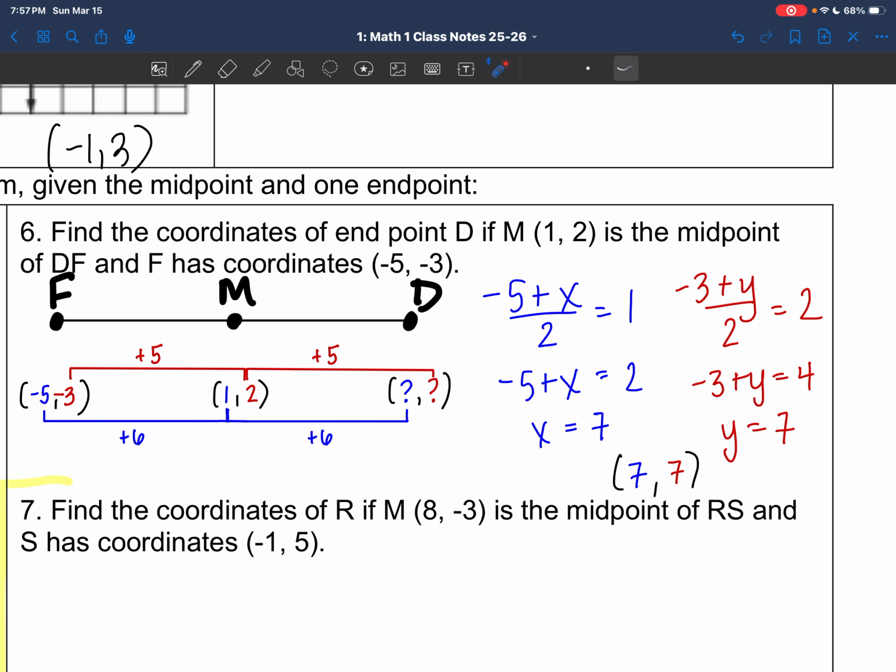So let's look at our x's. To get from here to here, I had to add 5. So to continue the pattern, I have to add 5 to get from here to here. So 2 plus 5 gives us 7. And we're going to do the same thing with our y's. To get from here to here, I had to add 6. And to get from here to here, I also have to add 6. So 1 plus 6 equals 7. So that gives you the ordered pair of 7, 7.